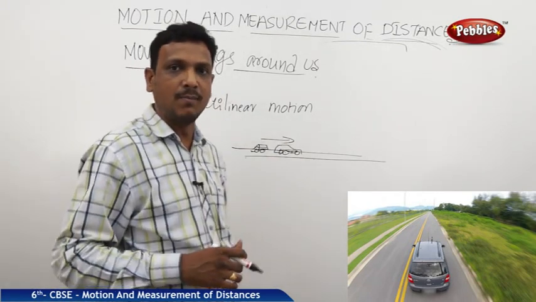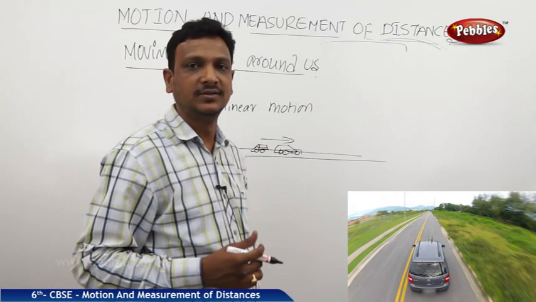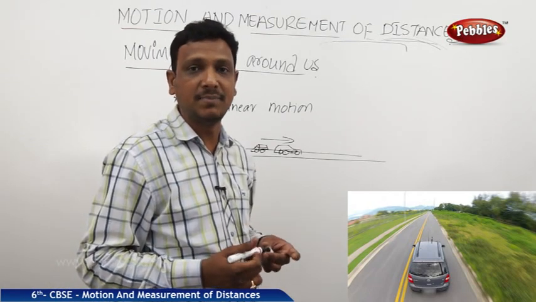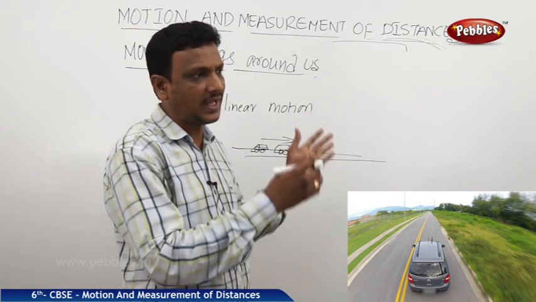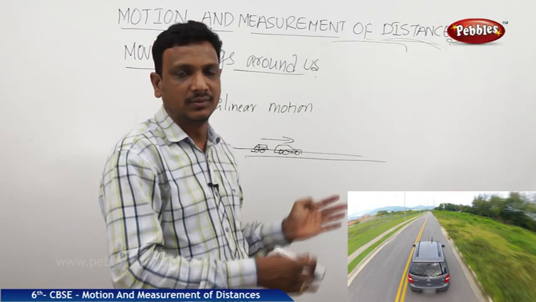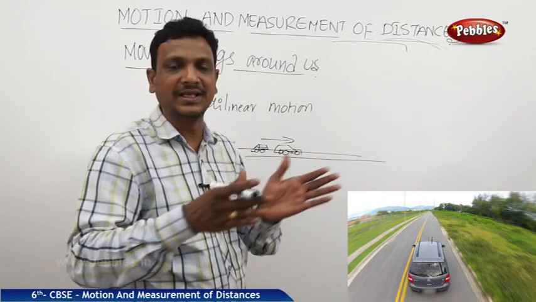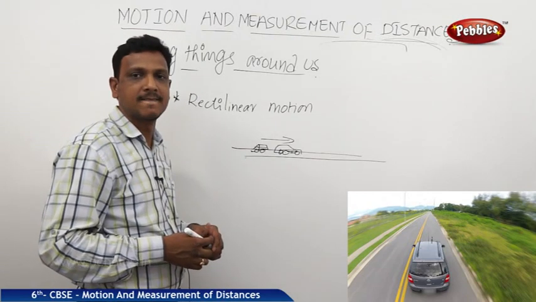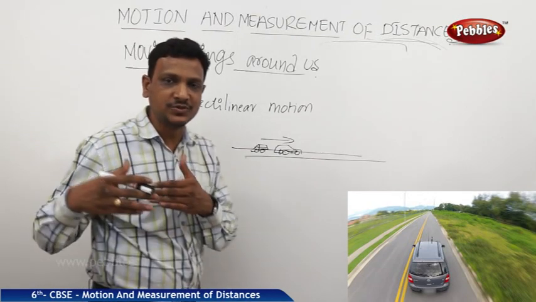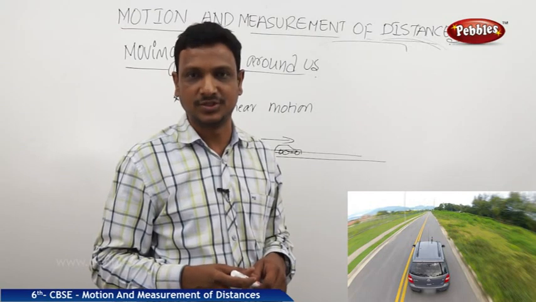The soldiers, they are marching. You see the Republic Day parade. Have you ever seen the Republic Day parade? In the parade, all the items and the people will be going in a straight line. That is called rectilinear motion. So any object that moves in a straight line, you call it a rectilinear motion.